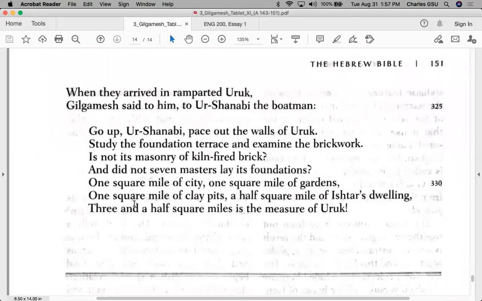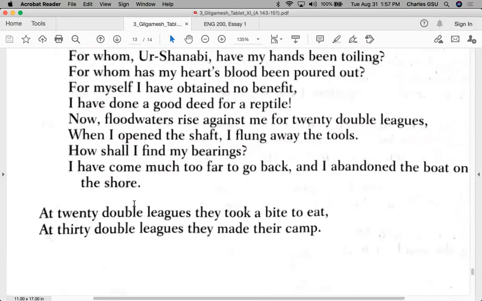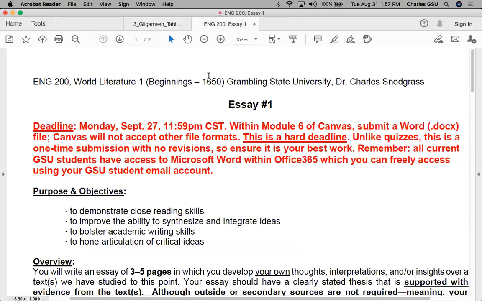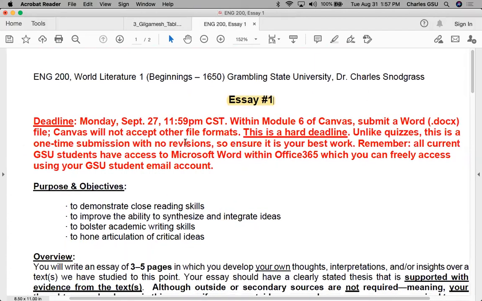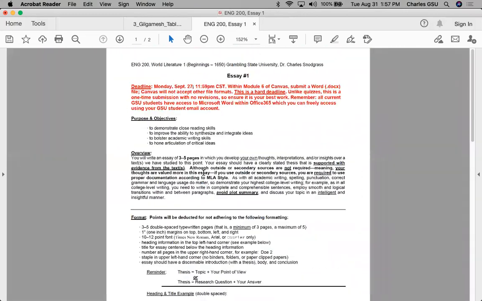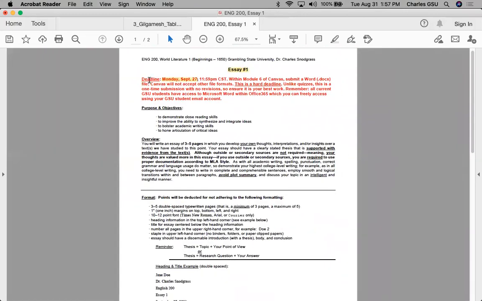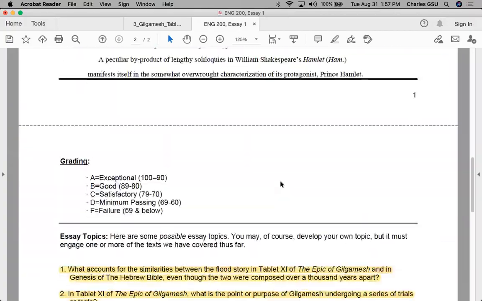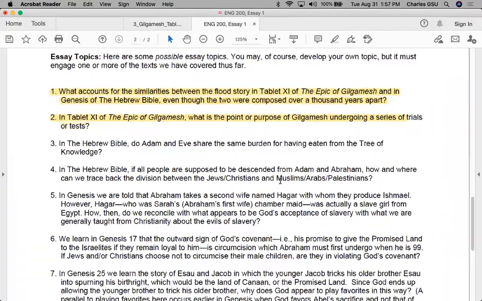So that's pretty much the end of this tablet 11. And again, one of the potential questions, this is essay 1. It's not due till September 27th, but you can certainly start thinking about it and ought to start thinking about it in advance. This whole first page is really nothing but instruction, formatting. The second page are potential topics.